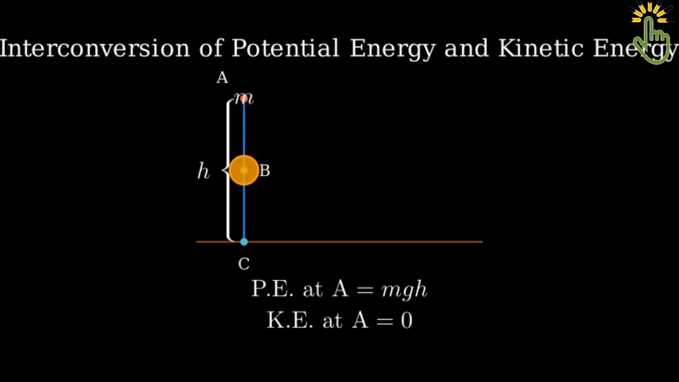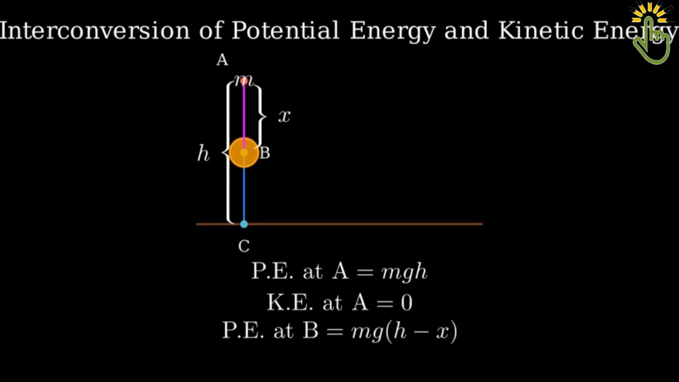As it falls, it loses height and gains speed. Let's say it reaches point B after falling a distance x. At this point, the height from the ground is h minus x. The potential energy at point B is therefore mg times (h minus x).